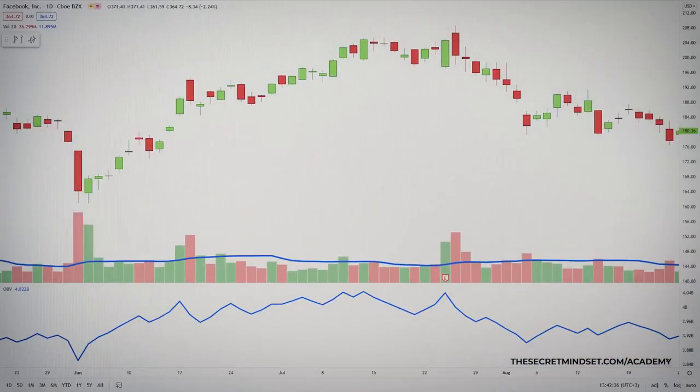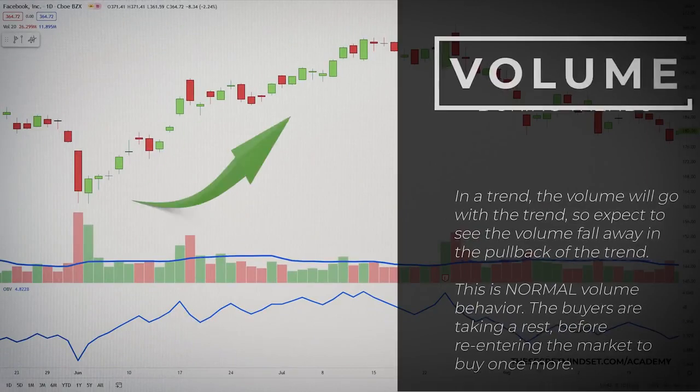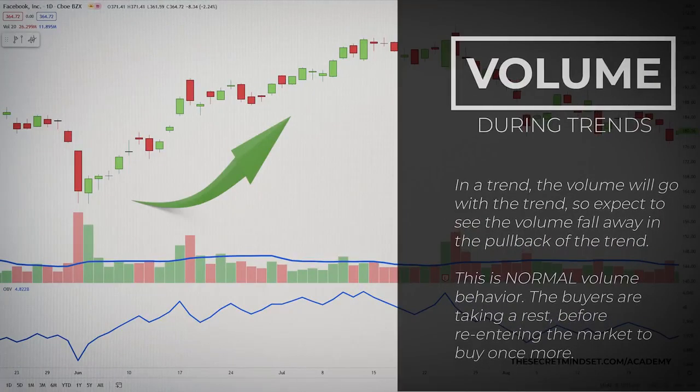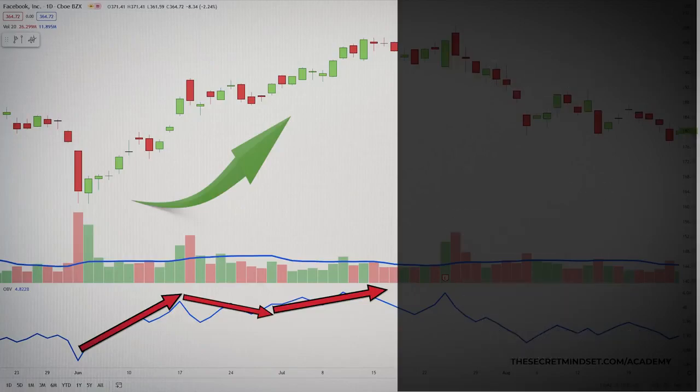In a trend, the volume will go with the trend, so expect to see the volume decrease in the pullback of a trend. This is normal volume behavior. The buyers are taking a rest before re-entering the market to buy once more. Why? Because there has been no selling climax to signal a change in trend.